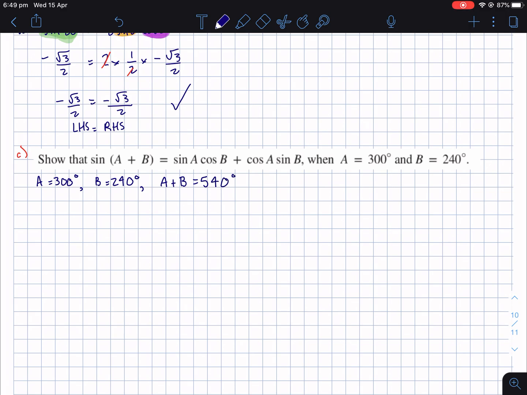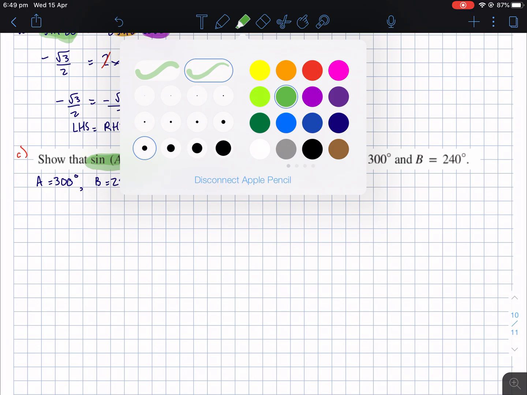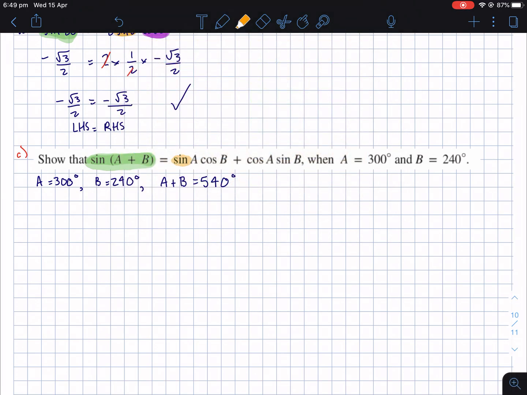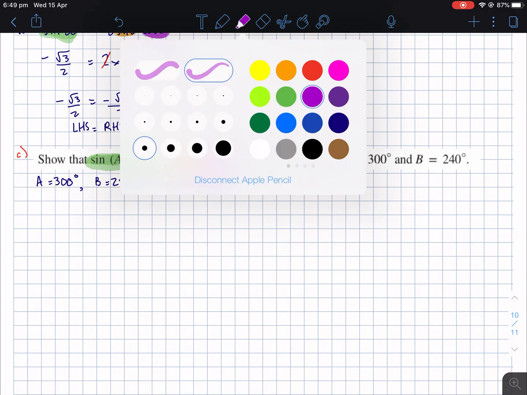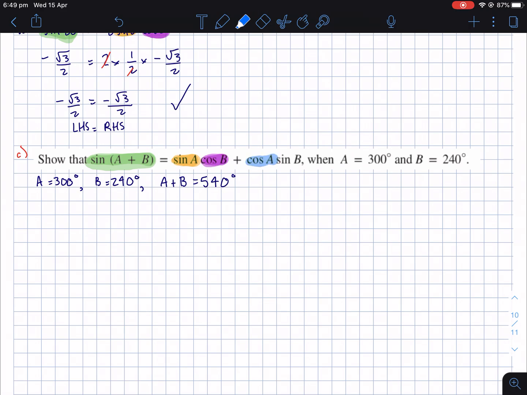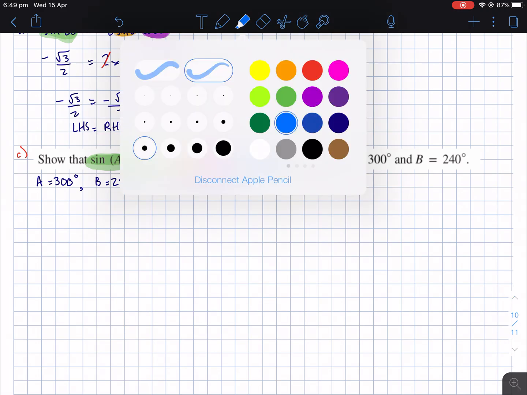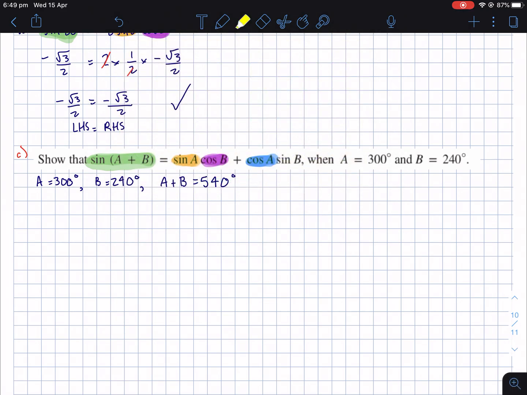Okay. Now, I'm going to want sine of A plus B. I'm also going to want sine of A. I'm going to want cos of B. I'm going to want cos of A. And I'm going to want sine of B. So I need to go through and figure out all of these things.